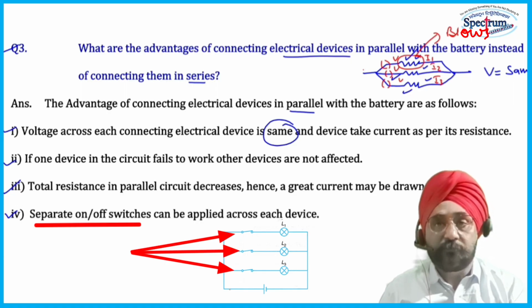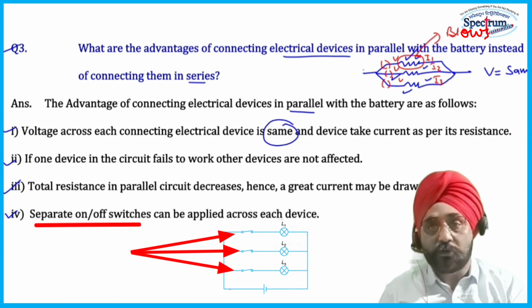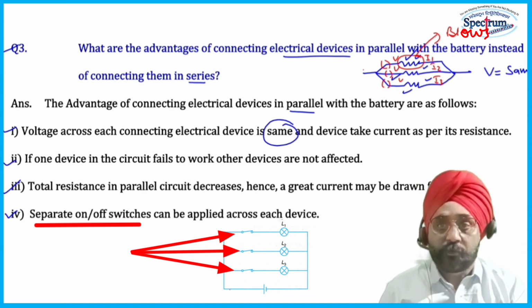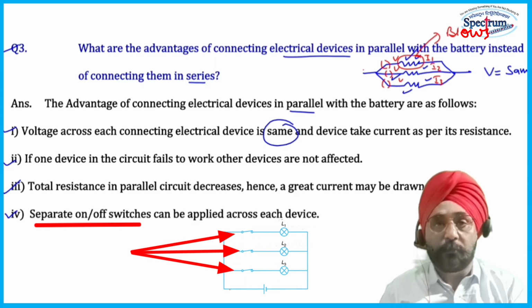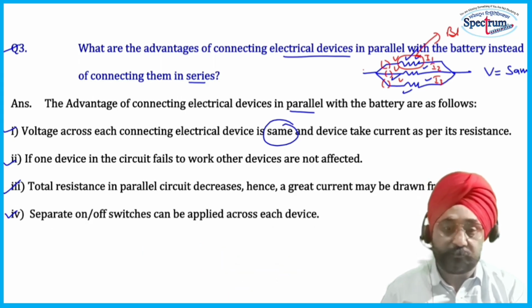We can fix separate keys for each circuit. If we want to switch off any of the appliances, we can switch off individually. So we need not keep all the appliances in on position.